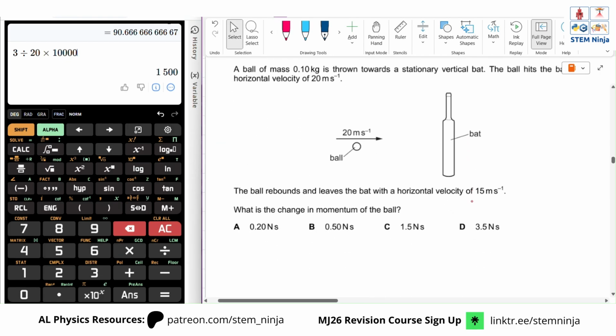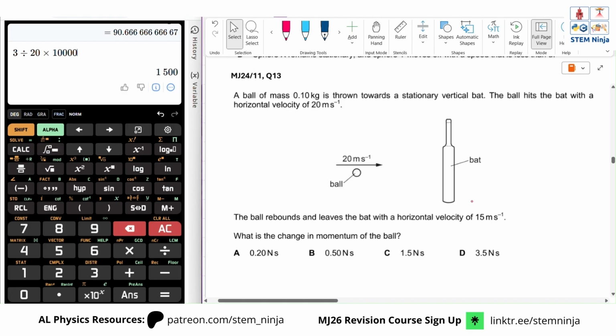All right, a ball of mass 0.1 kg is thrown towards a stationary vertical bat. The ball hits the bat with a horizontal velocity of 20 meters per second. The ball rebounds and leaves the bat with horizontal velocity of 15 meters per second. So that means it's going this way, 15 meters per second. What is the change in momentum of the ball?